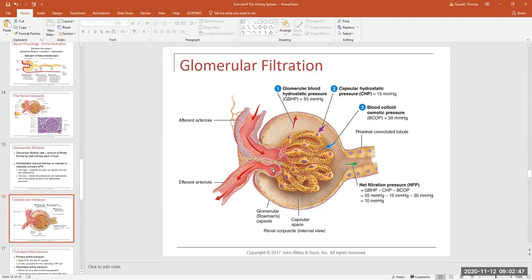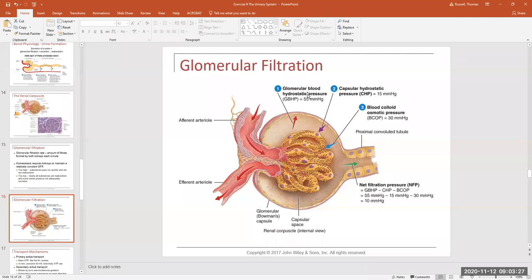The primary force that drives filtration is the blood pressure in the glomerulus, directly in these capillary loops. And the blood pressure in the capillary loops has a weird name. Don't yell at me, I didn't make it up. It's called the glomerular blood hydrostatic pressure. Hydrostatic pressures are pressures from water pushing on something. That's what a hydrostatic pressure is. So the water in the blood is pushing on the inside of the blood vessel here, the capillary, and that is what is trying to force fluids and solutes out into the capsular space.